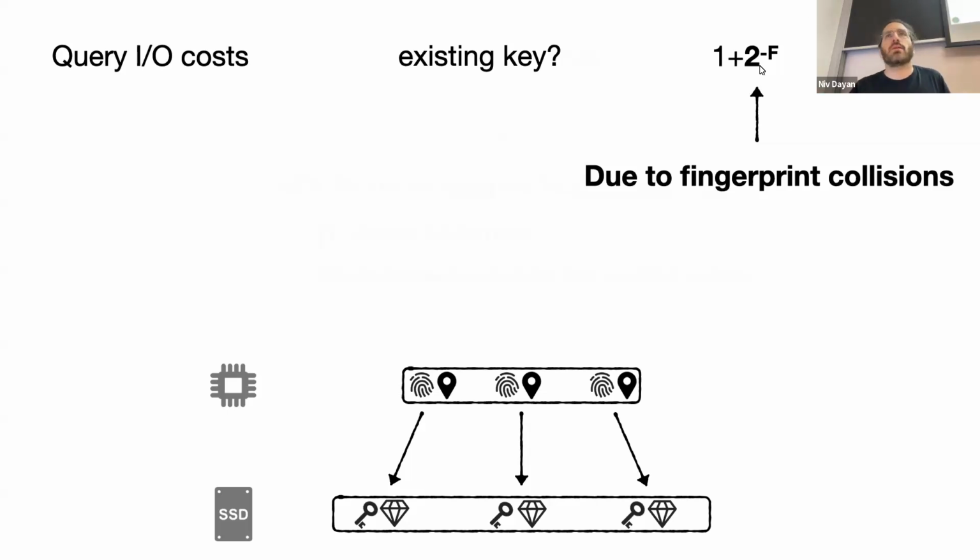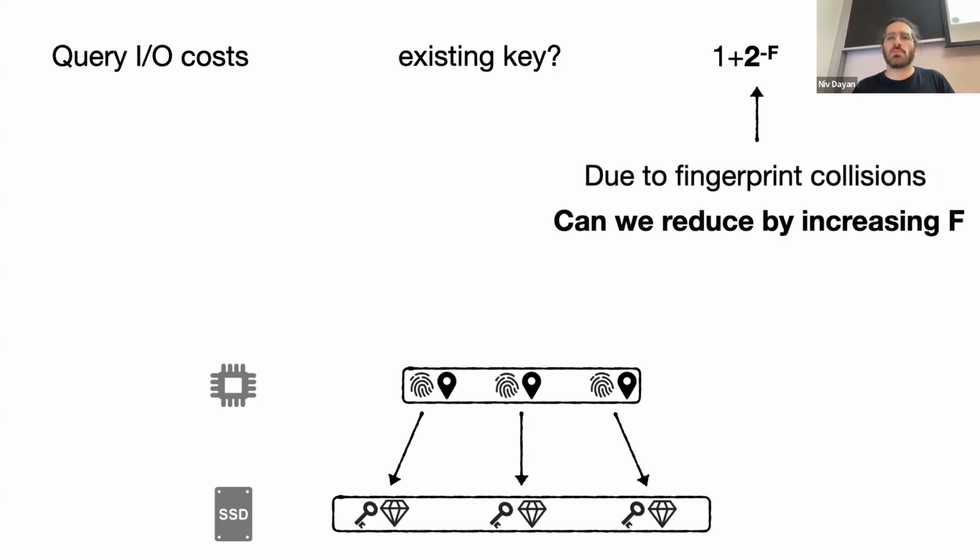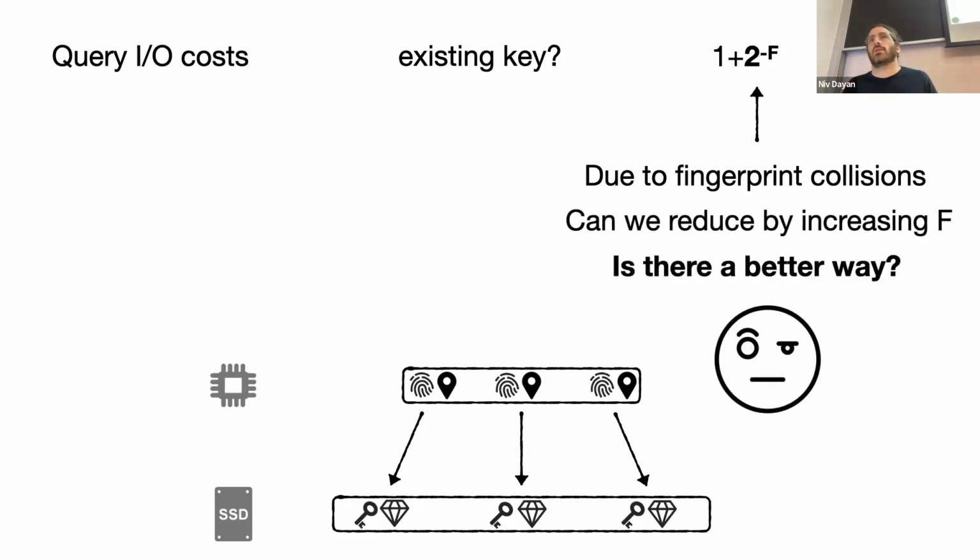Because this cost, every now and then you have to do an extra IO. It messes up your latency. And this happens due to fingerprint collisions. Okay, so one thing that you can do is you can reduce this by increasing the fingerprint size. But that's just going to cost you more memory. So is there a better way? Okay, everybody with me?